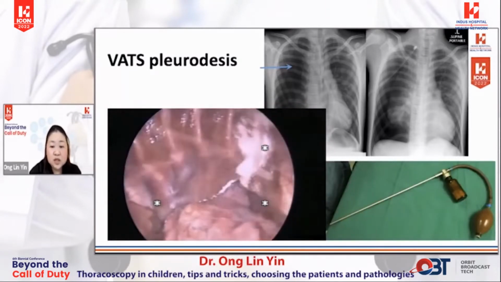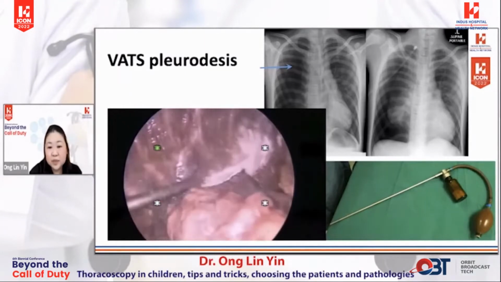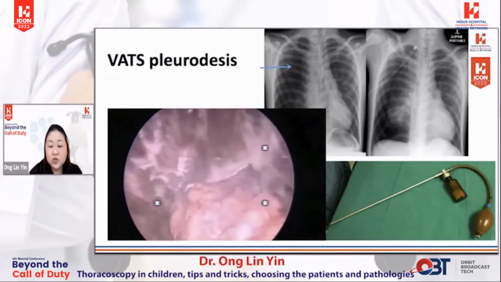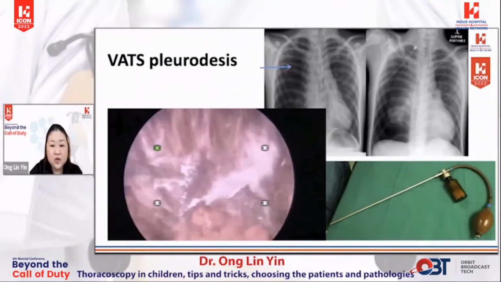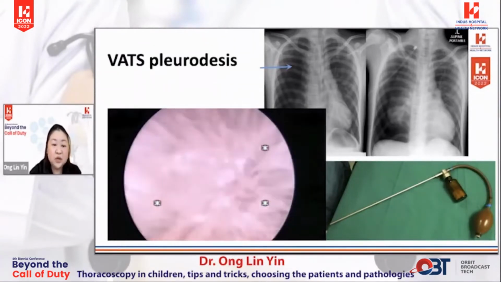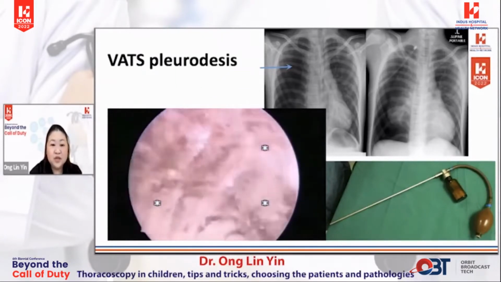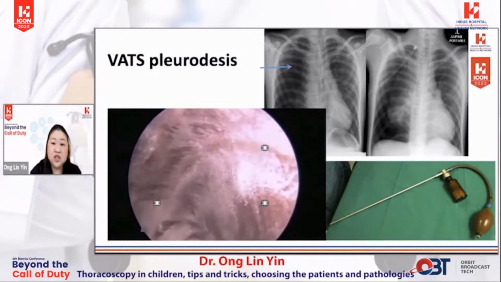And to do the talc pleurodesis, we actually have this little device, which allows us to put the talc in the little bottle and then use a pump to push air together with the talc into the pleural cavity. And this creates an inflammatory response, sealing the lung to the chest wall.